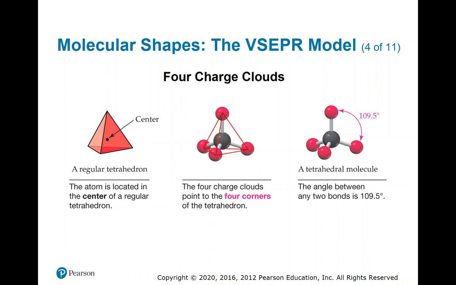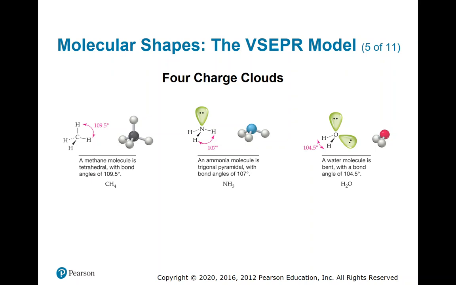And if we superimpose that tetrahedron onto the 4 red atoms in the central image there, you can see that the carbon atom here is at the center, and the 4 red atoms are on the vertices of that tetrahedron. And again, the bond angles between any 2 outside atoms with the central atom in the middle are always going to be 109.5 degrees, at least as long as all 4 atoms are the same size.